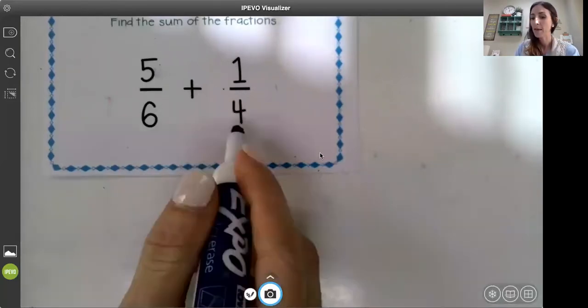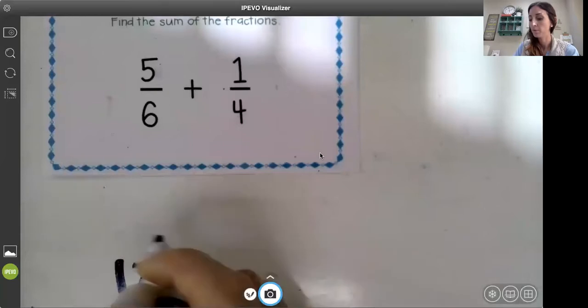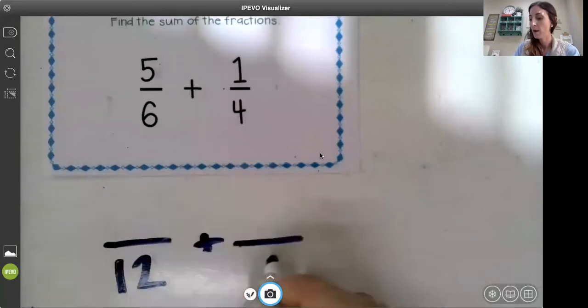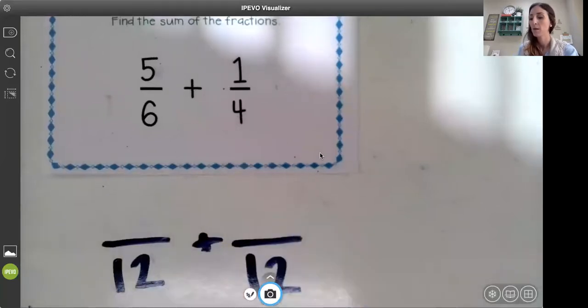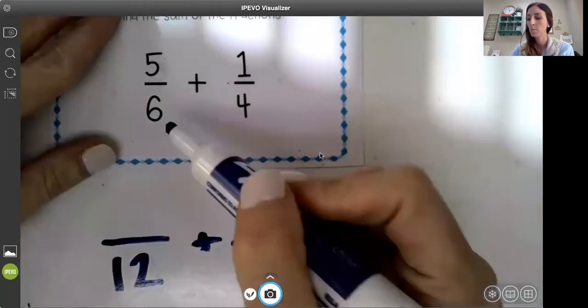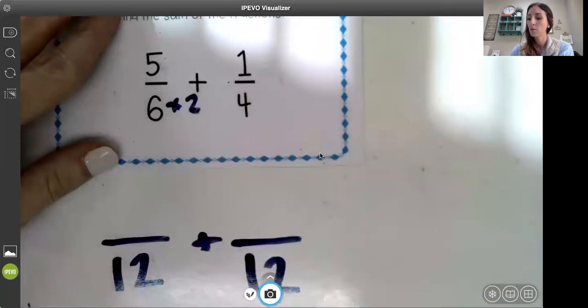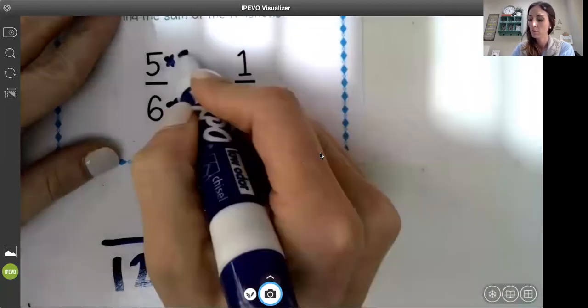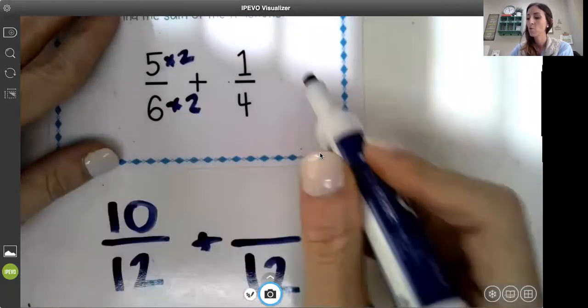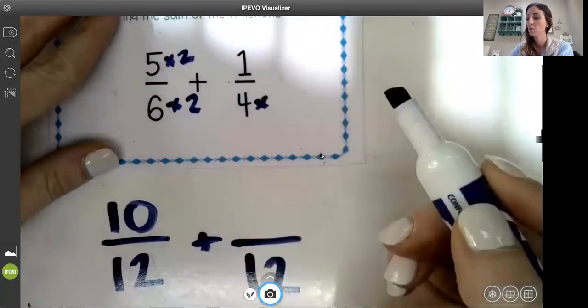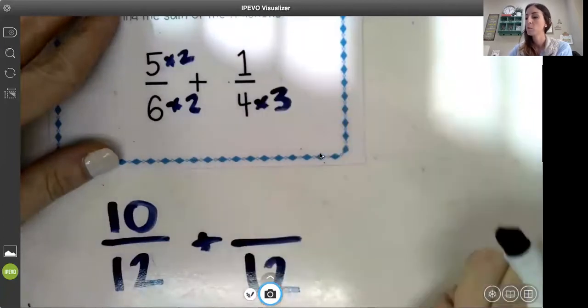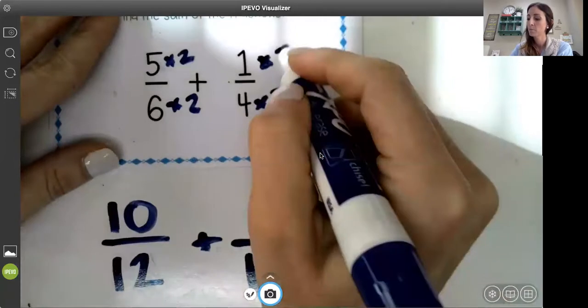I'm looking at it and I think I'm going to go with 12. So I go ahead and I always like to rewrite it down there. Okay. Now 6 times what number? 2 gives us 12, right? So then I would do 5 times 2. Over here, 4 times what number would give us 12? And we would say 3. So then I do times 3 up top. Okay.